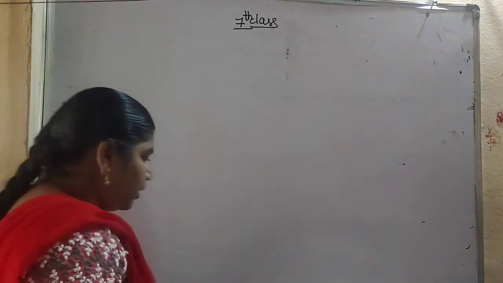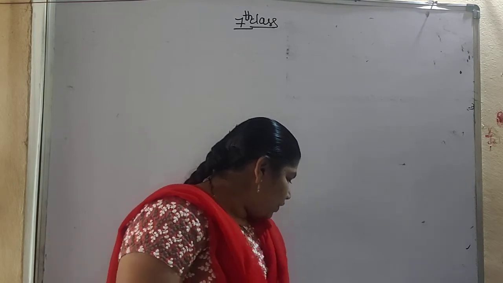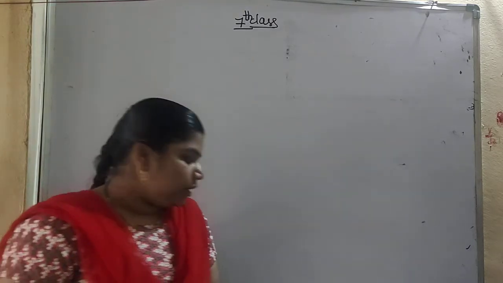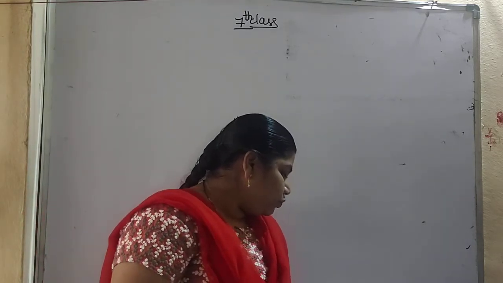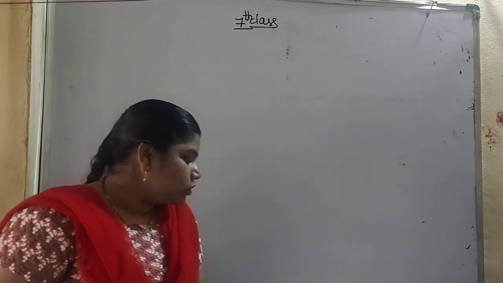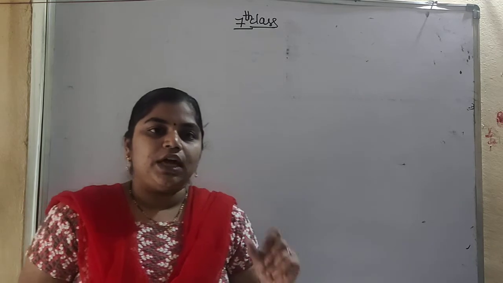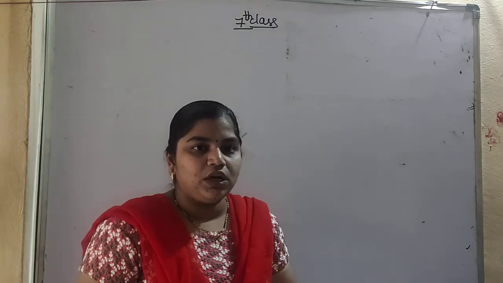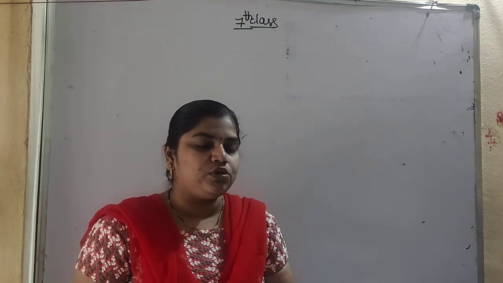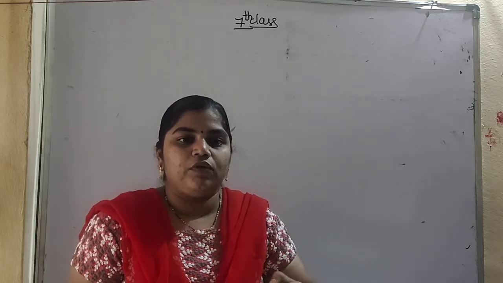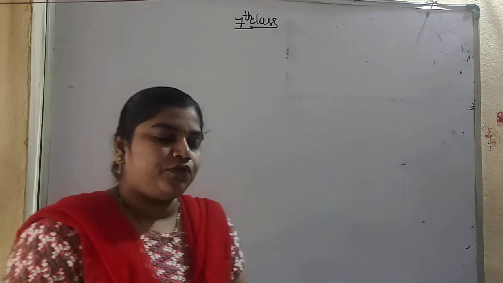So the next, third question: the four angles of a quadrilateral are in the ratio 2:3:4:6. Find the measures of each of the four angles. So now they have given it in the form of a ratio. That ratio we have to convert into degrees, that is, into values.